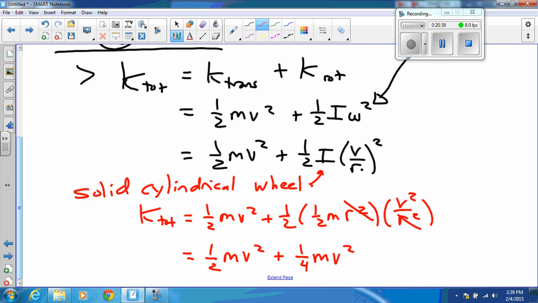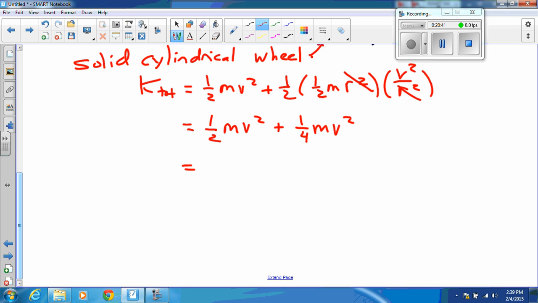And what is 1/2 mv squared plus 1/4 mv squared? Is that like 3/4 mv squared? That's right. So the total kinetic energy of a solid wheel that is rolling without slipping is actually 3/4 mv squared, greater than 1/2 mv squared because of the additional rotational motion.